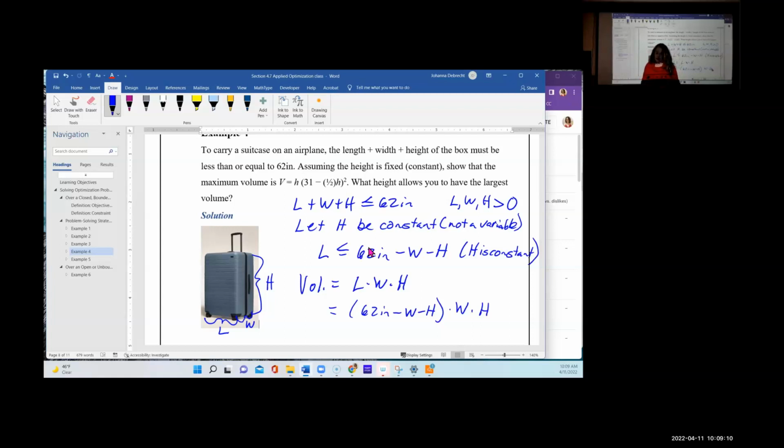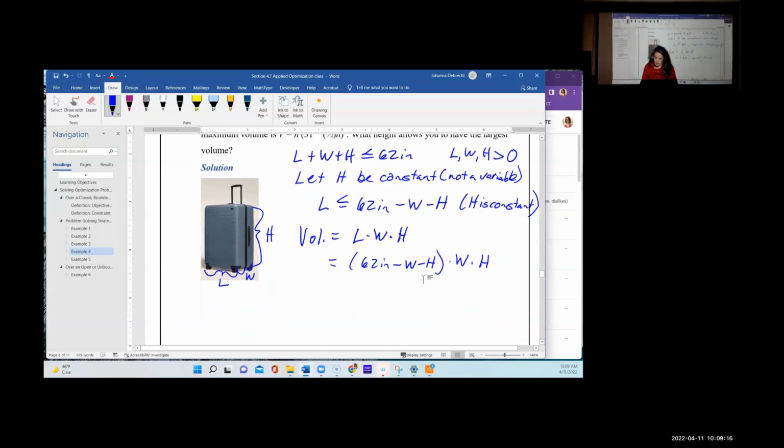So I'm going to move everything together, all right? The next thing I'm going to do is move the W and the H to the front, and then I will probably distribute it. So I've got W times H times 62 inches minus W minus H. Multiplying that out, I get 62 inches WH minus W squared H minus WH squared.